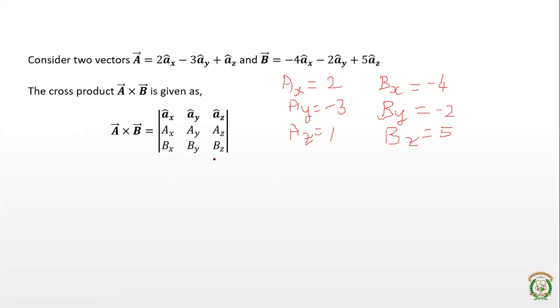So you rewrite this particular determinant with these terms. In place of these components, you substitute these values, and find the determinant. So if you find the determinant, what do you get?